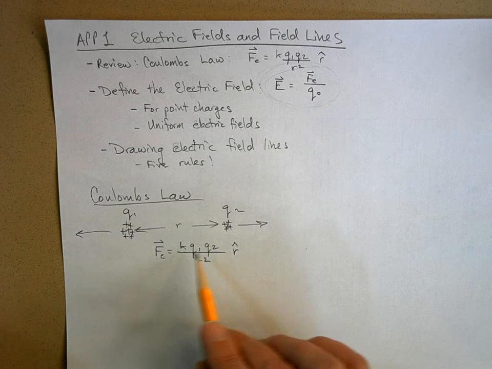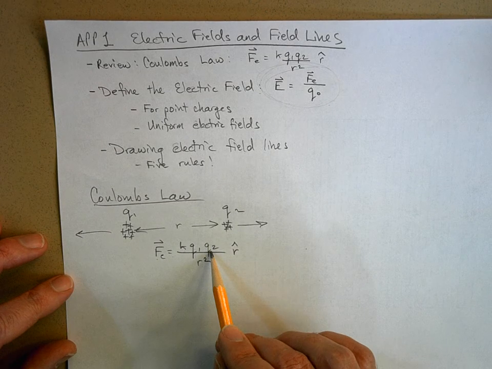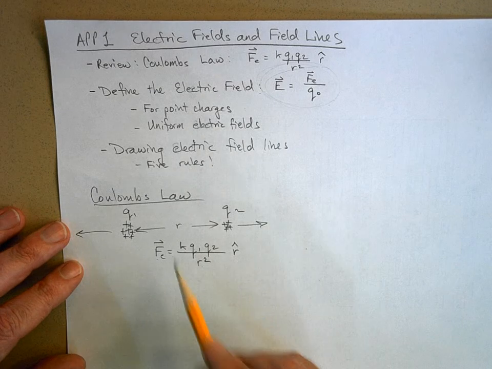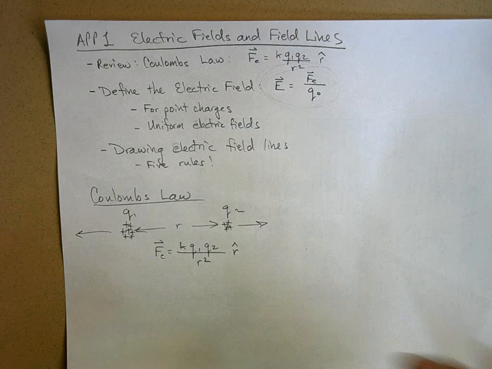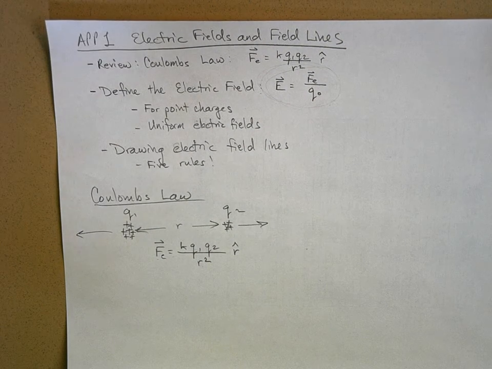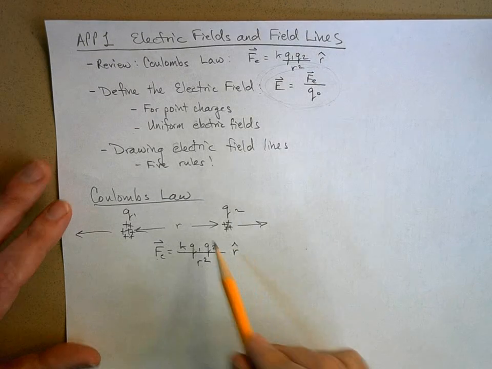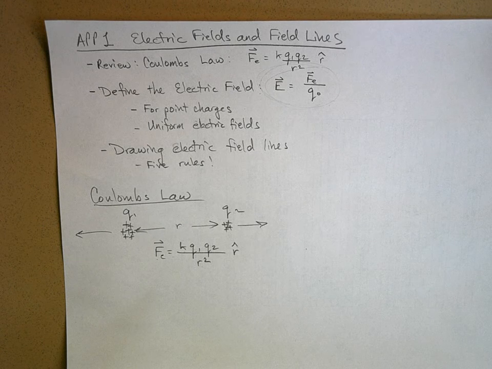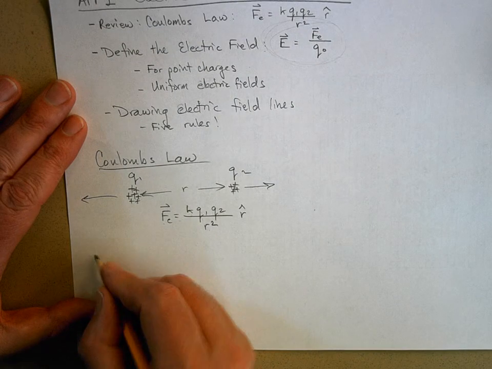And if one of these charges is negative and the other's positive, you get an attractive force, and that means it would be in the negative R hat direction. That just means it's attractive. And you worked some problems involving that on the last assignment. Okay, so now we're going to get into electric fields.